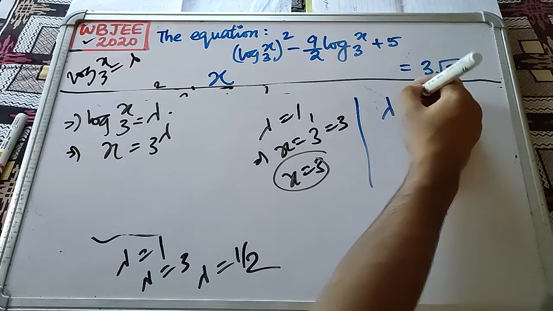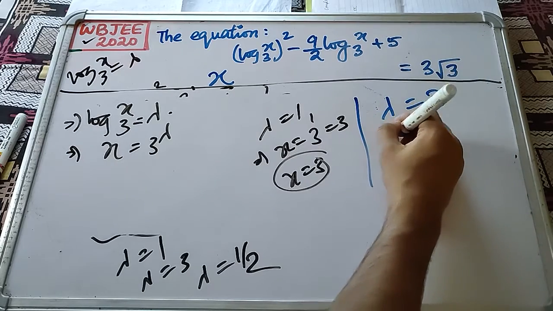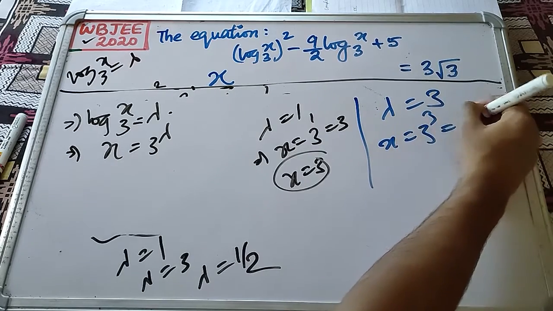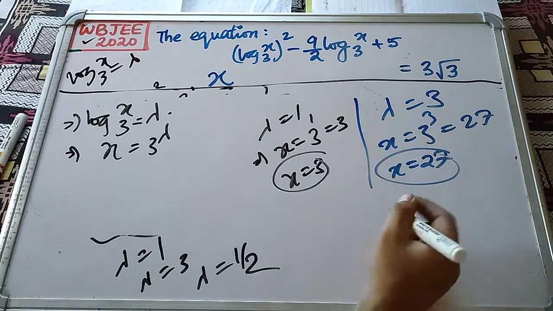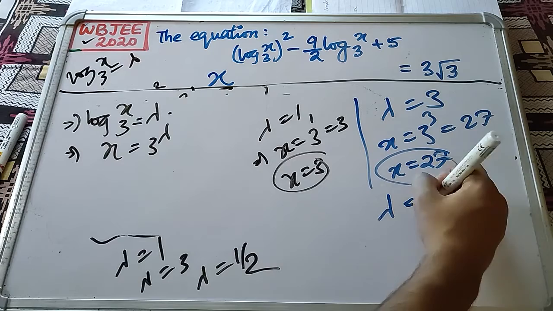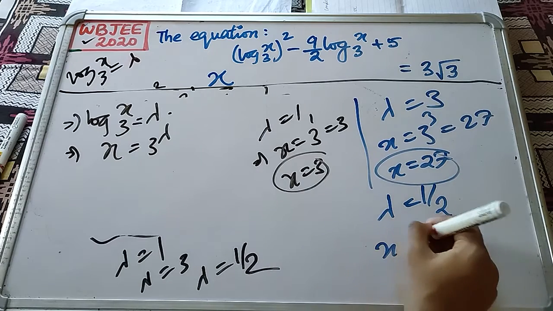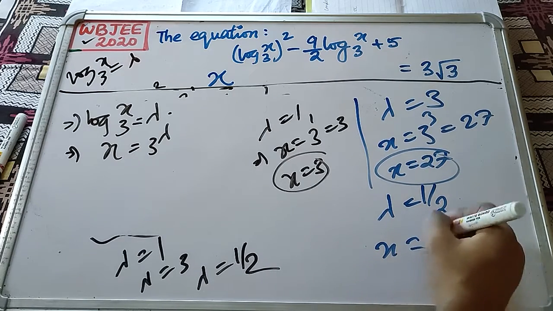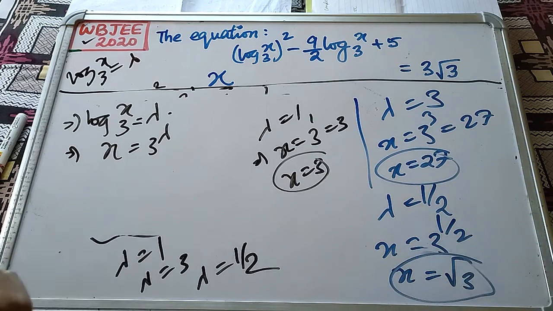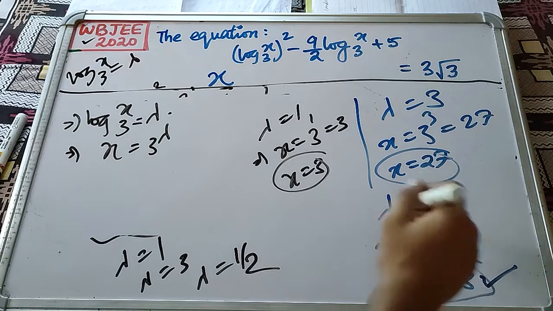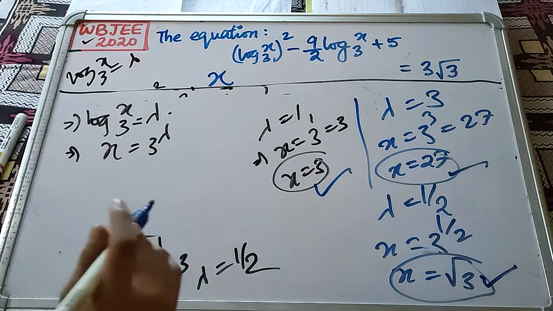Now if you put lambda equals 3, x becomes 3 power 3, this is actually 27. Therefore x equals 27. And if you put lambda equals half, then it becomes x equals 3 power half. This is actually x equals root 3, right? So x equals root 3, 3 and 27.